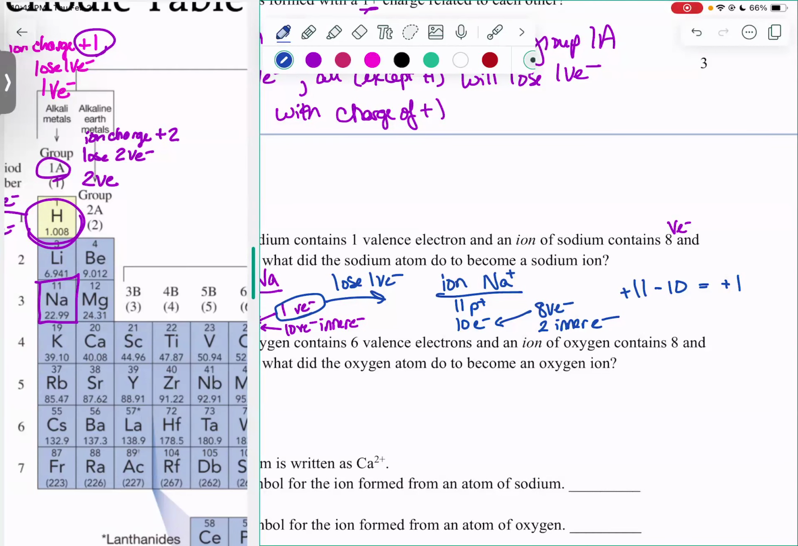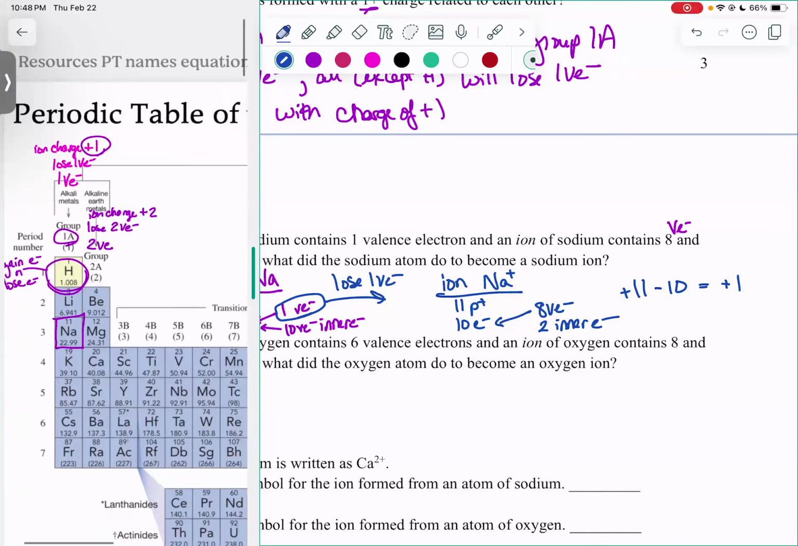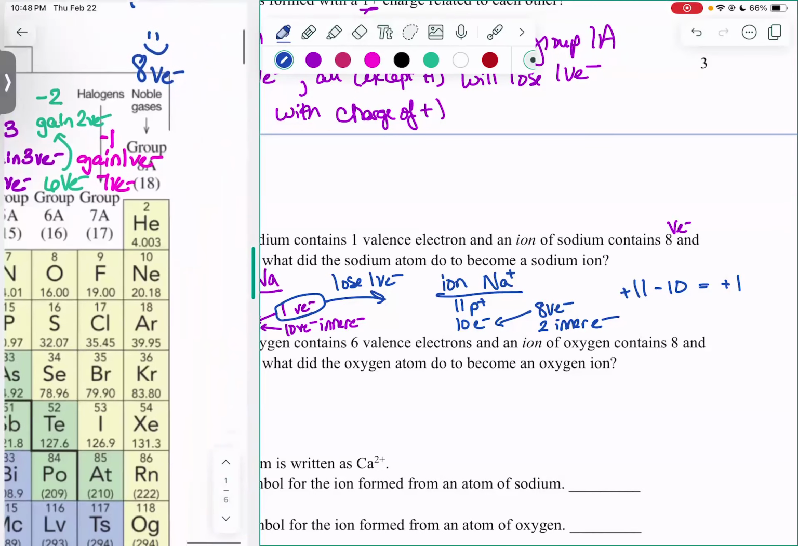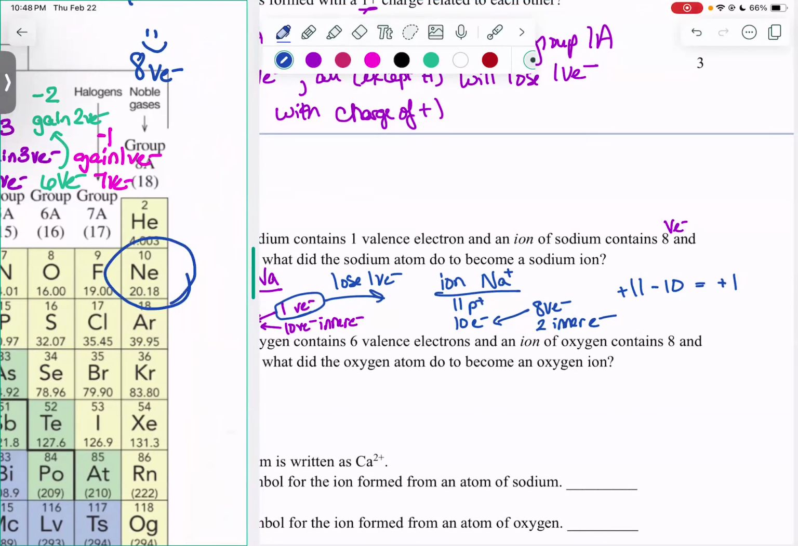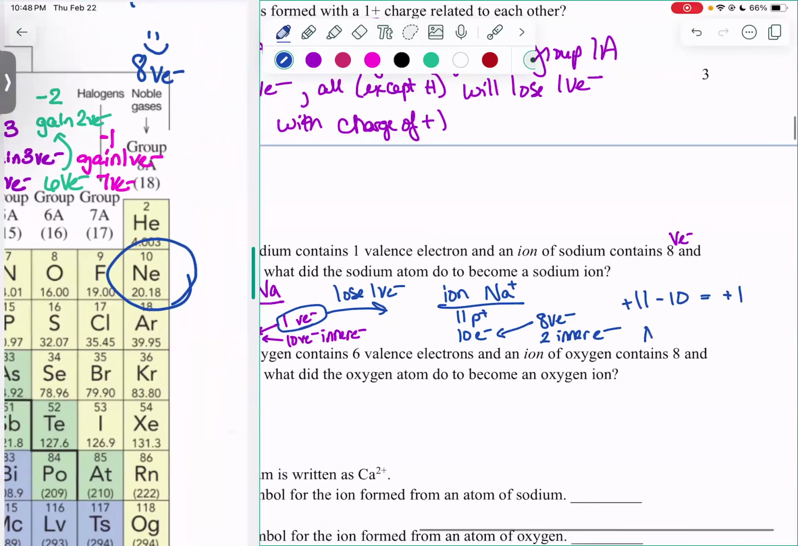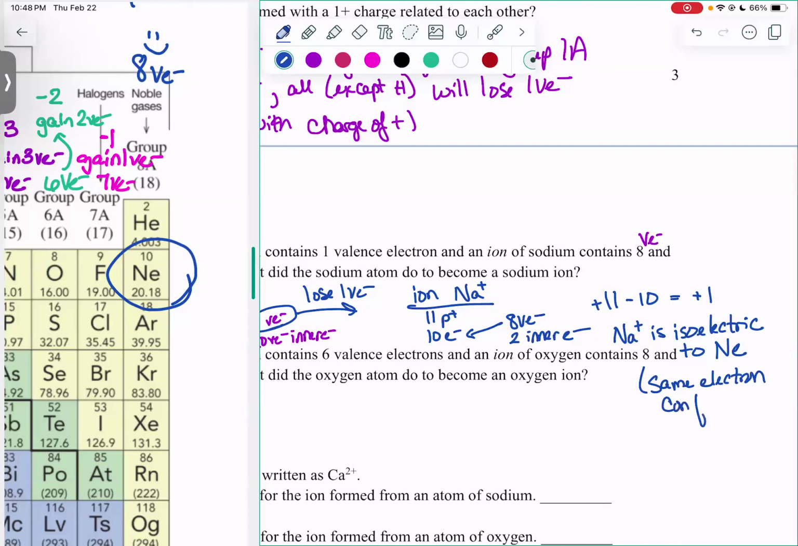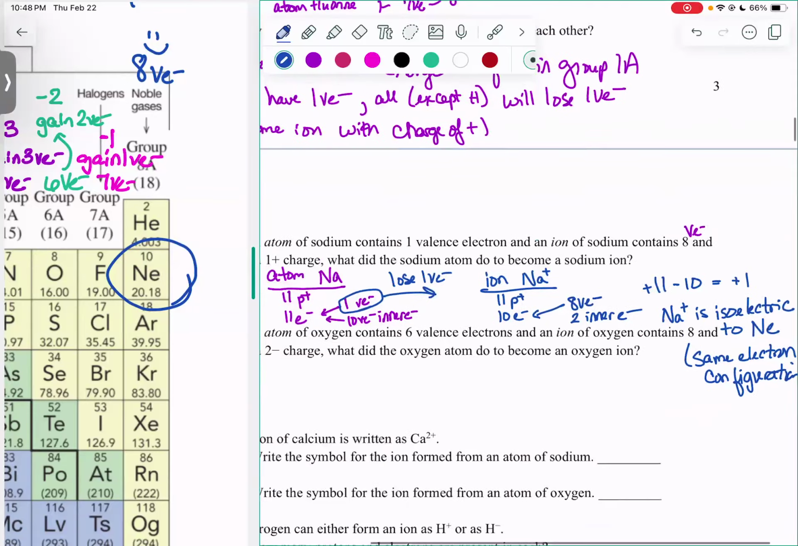So it looks just like neon now, because sodium has 11. If you zoom out and come over here, neon is the one that has 10. So what we say is the sodium ion is isoelectric to neon, which means it has the same electron configuration. Okay. So now let's try the next one.